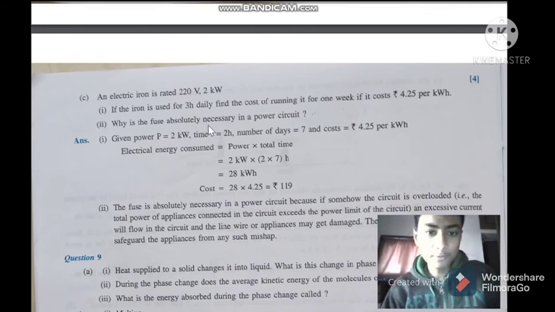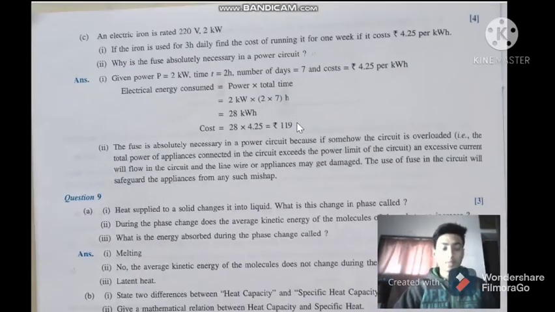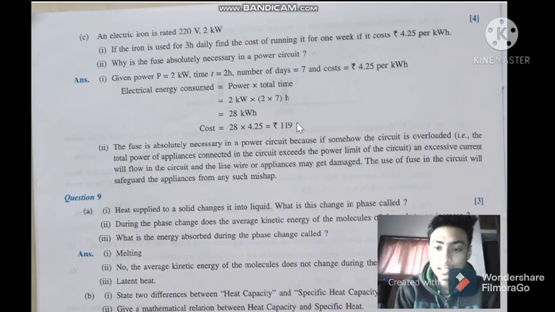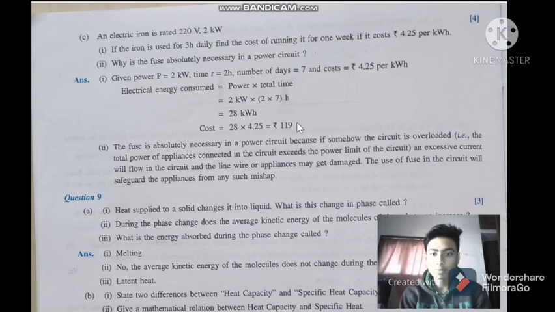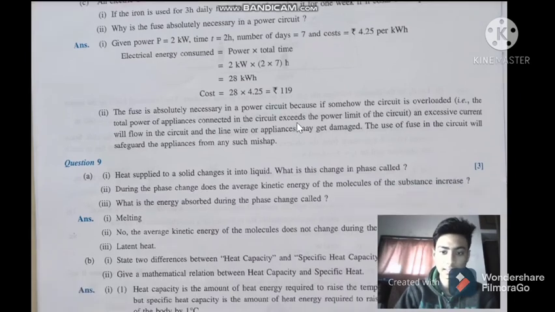Next question, why is the fuse absolutely necessary in the circuit? Obviously, a fuse is such a device which protects the circuit from getting overloaded. The total power of the appliance is not exceeded, otherwise excessive energy may damage the appliance. So in that way it is practically making the article safe from any sort of damage, that you get to understand.